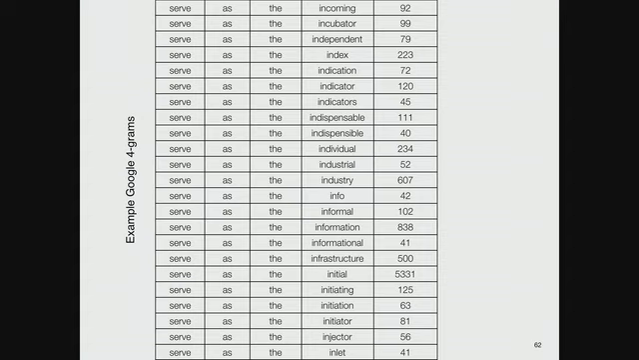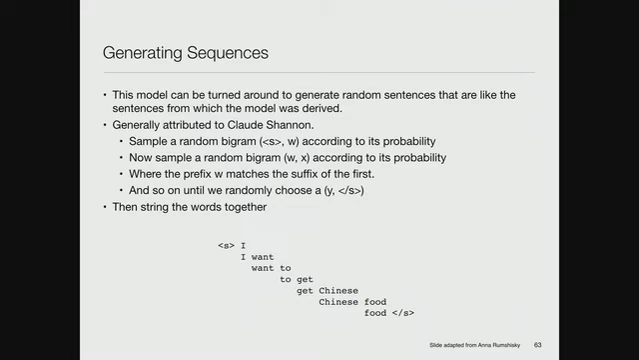Okay, so you've got all these statistics. And now, given those statistics, we can then build a generator. So we can say, all right, suppose I start with a token, which is the beginning of a sentence, or the separator between sentences, and I say, sample a random bigram starting with the beginning of a sentence and a word according to its probability, and then sample the next bigram from that word and all the other words according to its probability, and keep doing that until you hit the end of sentence marker.